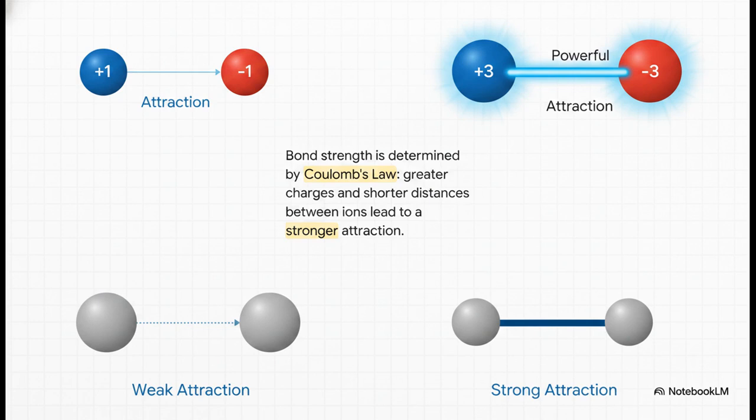So how can we predict how strong these bonds are? We use something called Coulomb's law. Now, it sounds complicated, but the takeaway is actually really simple. The bigger the charges on the ions, the stronger the attraction. And the smaller the ions are, which means the closer they can snuggle up to each other, the stronger that attraction is. So more charge plus less distance equals a much, much stronger bond.